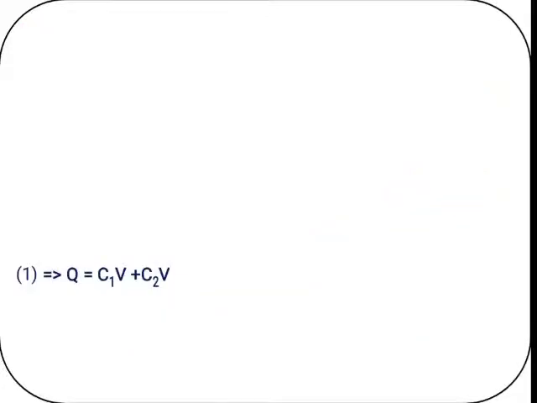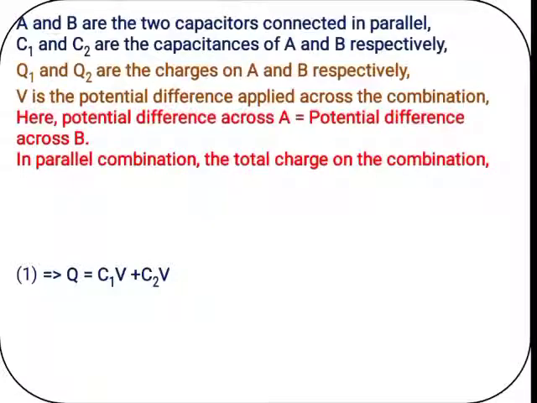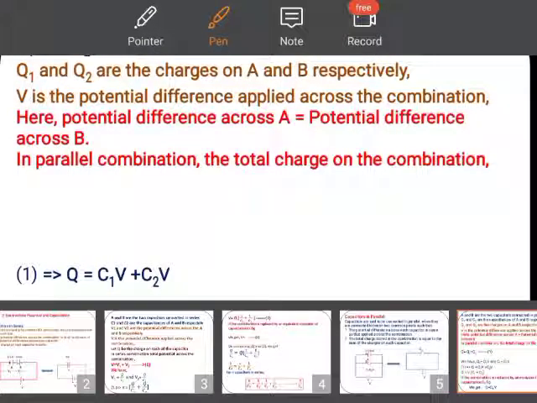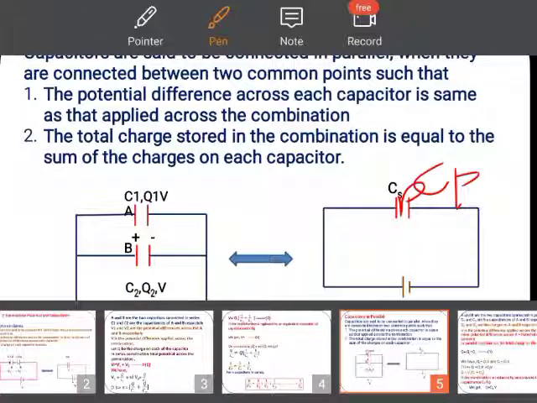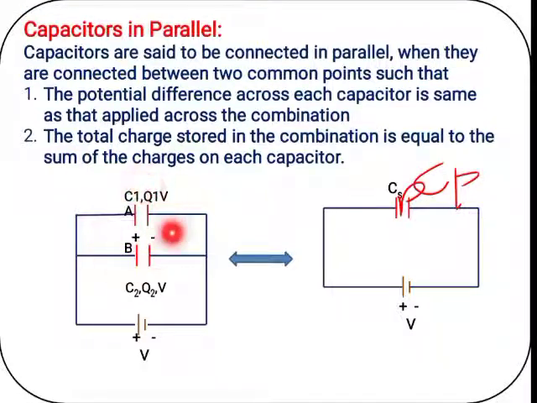Then next, from the figure we can write the explanation in this way. A and B are the two capacitors connected in parallel. C1 and C2 are the capacitances. I will go through the diagram here once again. A and B are the two capacitors, and C1 and C2 are the capacitances. Q1 and Q2 are the charges with respect to the capacitors, and V is the potential across this combination.